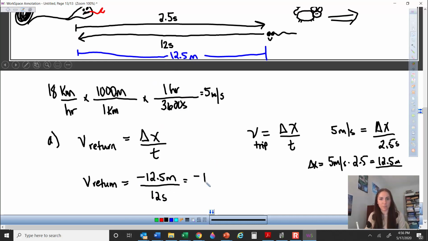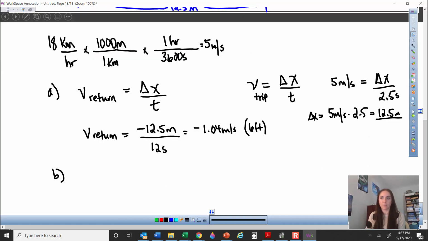I got a negative 1.04 meters per second, which hopefully makes sense because it took about 12 seconds to go about 12 meters. So it's about a meter per second like that. So that looks pretty good there. And then, negative because it's going left. Okay, great. Or back, or whatever you want to interpret that as.